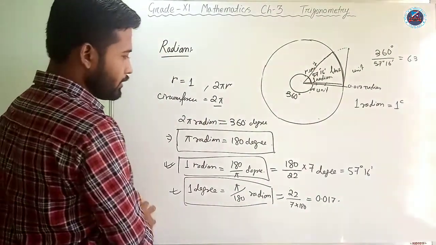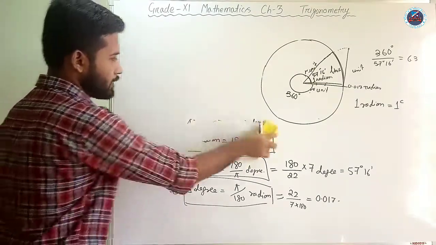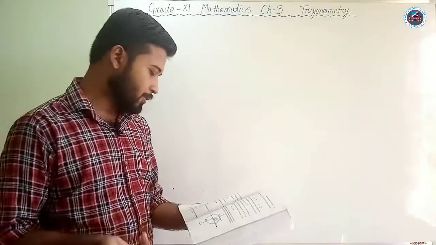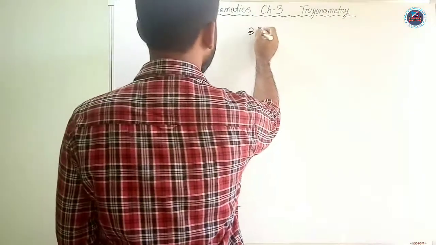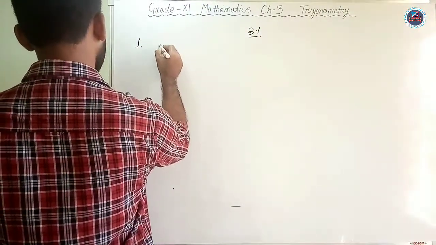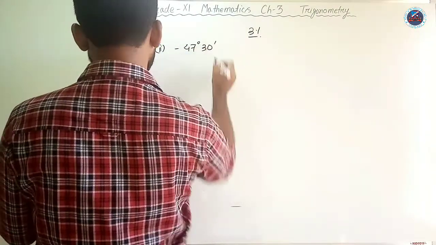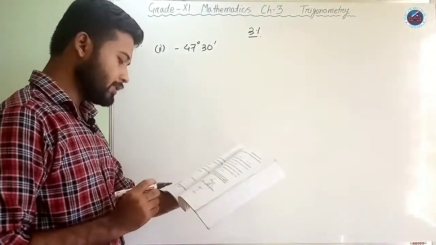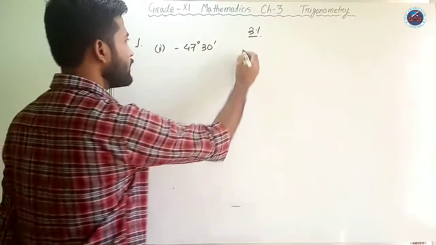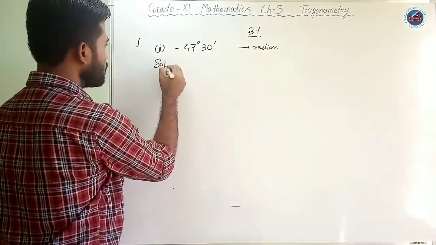Now using this we shall solve a few problems, and let us see exercise 3.1. In exercise 3.1, let us see question number 1, Roman 2. This is given 47 degree and 30 minute. So what is the question? Find the radian measure corresponding to the following degree. So we need to convert it into radian.